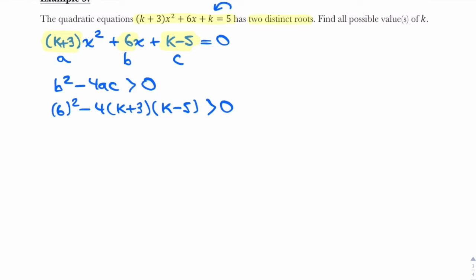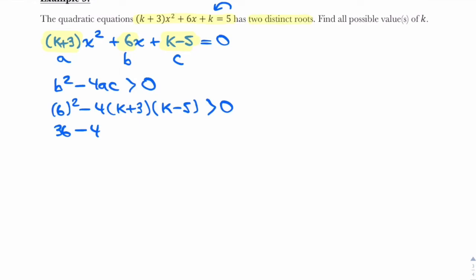Well, let's look at the left-hand side. Notice that there's only one variable, k, but the problem is it's all over the place right now, and there's really not much we can do at the moment. So what we should do, it might not seem obvious, but let's simplify this. So I'll do that. We can square 6 to get 36. Now we have to deal with the k's.